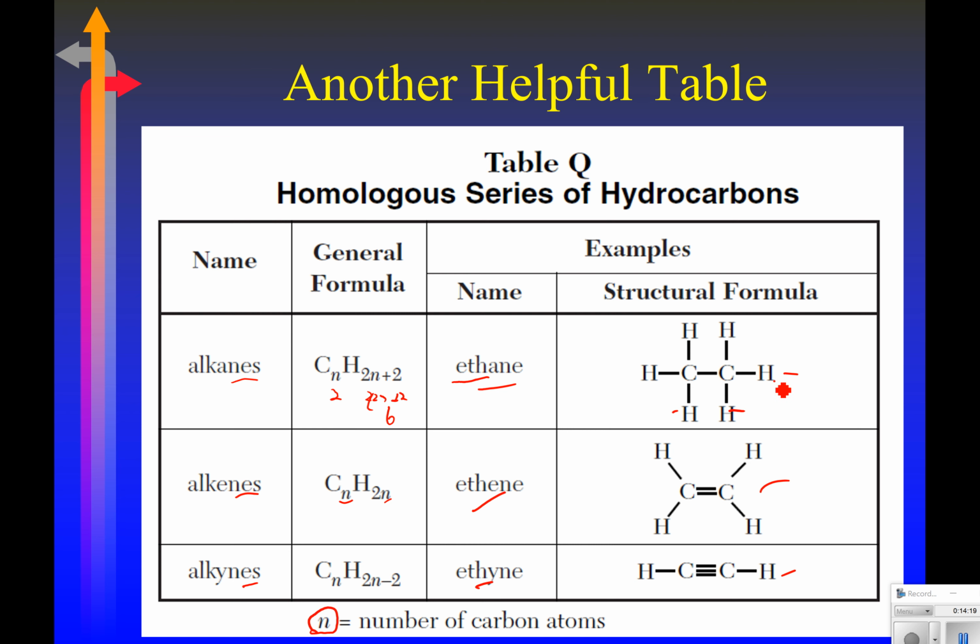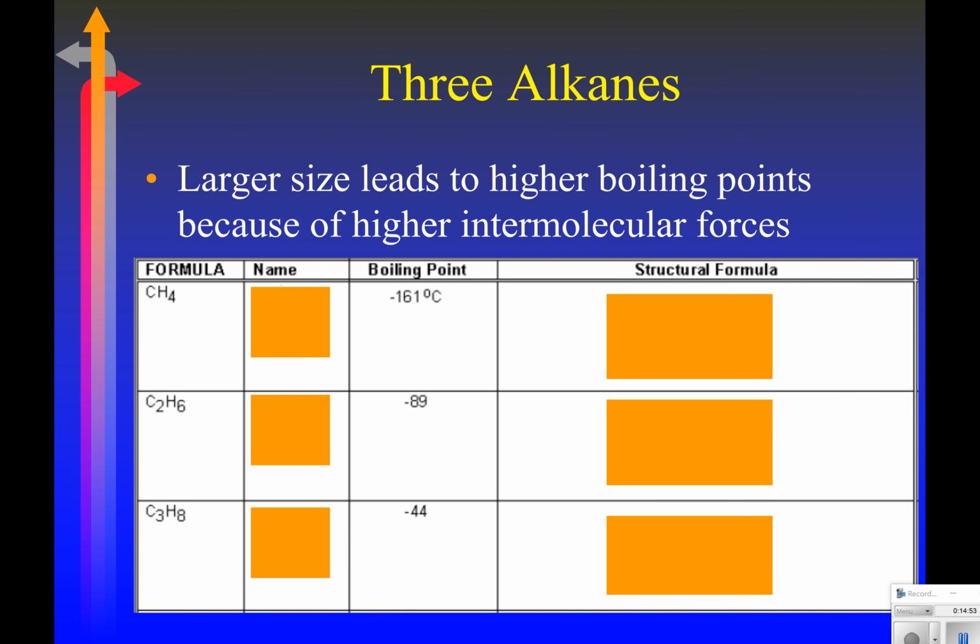And we have 1, 2, 3, 4, 5, 6 hydrogens and 2 carbons. Now, anytime we see the ene ending, that's going to indicate that it's an alkene, and therefore there's going to be a double bond somewhere between carbons, and we'll have to identify where that is. When you see the yne ending, that's going to indicate a molecule that's part of the alkyne family, and an alkyne is going to have a triple bond somewhere in the molecule.